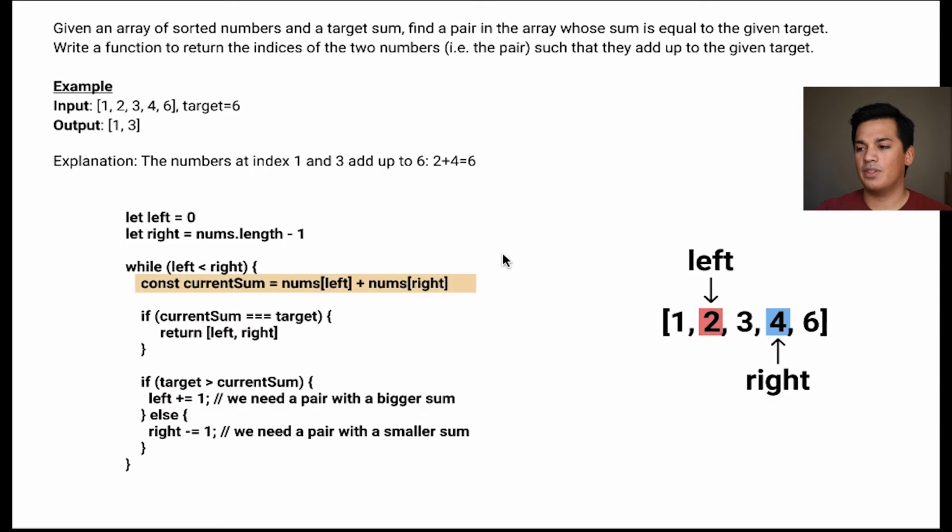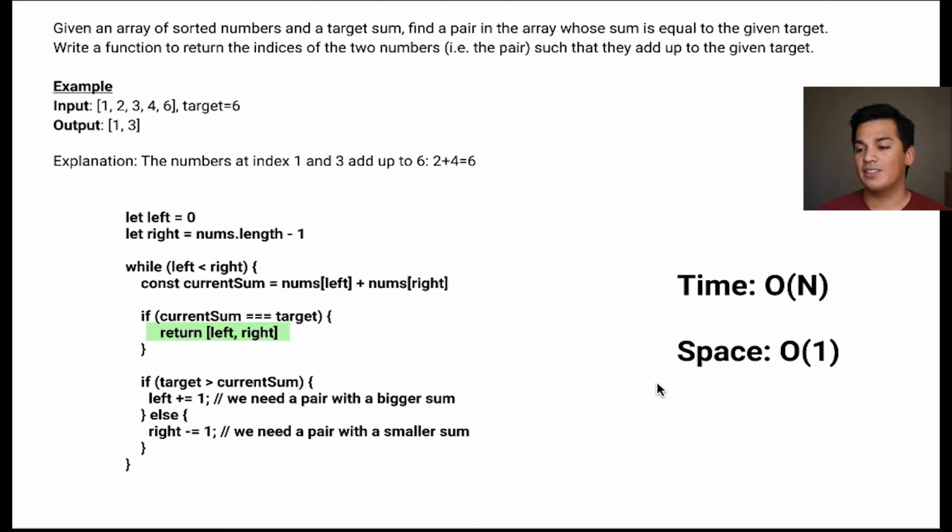So now the next check. Current sum now equals 6. So when we do this if condition, does 6 equal 6? Yes, it does. So now we can return the index of 1 and 3, 2 and 4. So with that, we were able to reduce the time down to O of n linear and keep space O of 1 constant, which is great.